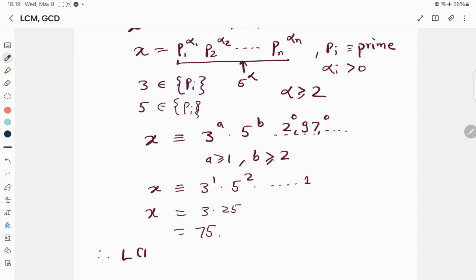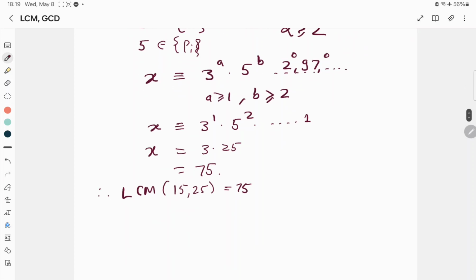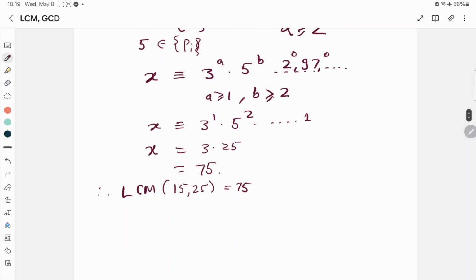Therefore, we have the LCM of 15 and 25 is 75. So this is the least common multiple. What about GCD? GCD is the greatest common divisor. And again, we are going to use prime factorization.